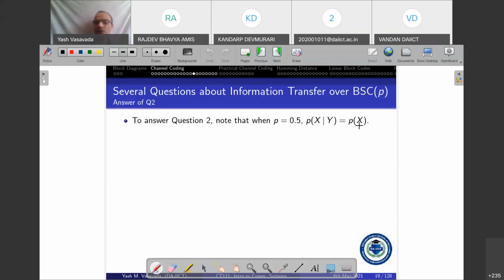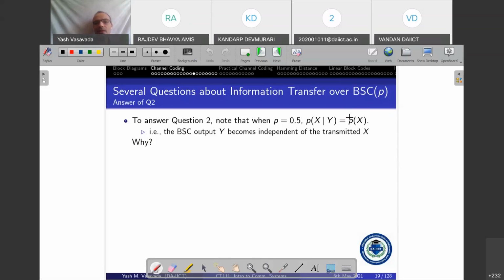We have used a specific wording for this type of variables. Who can tell me? Independent. Very true. This means that x and y are independent. The output of the BSC becomes independent of the transmitted x when p is equal to 0.5. And it doesn't matter what the p of x is. Remember, for p of x, we have used q and 1 minus q. It doesn't matter.